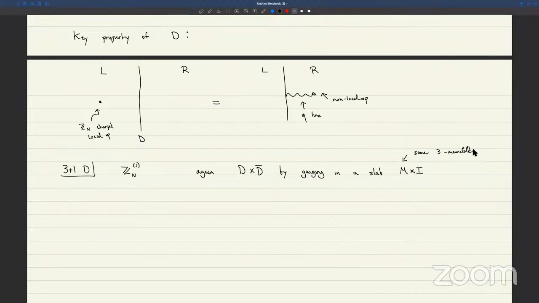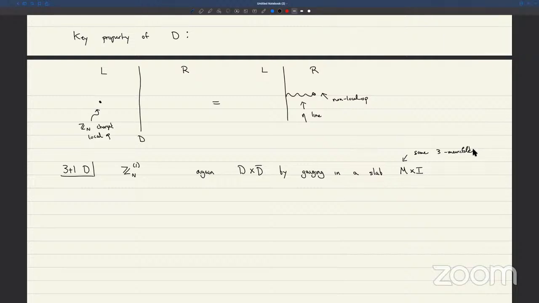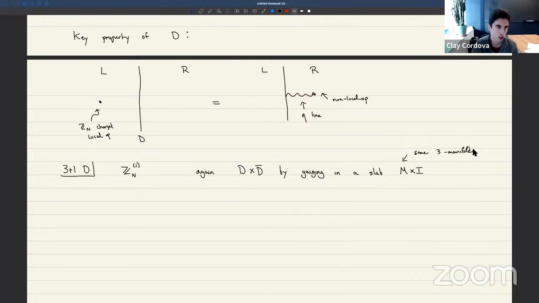Can I ask a question? Yep. So the reason that eta line is attached on the right side is because it's now a twisted sector operator in this description on the right side. Yes, I mean the right side is the left side where you have gauged this Zn. Right. So the operators that were charged are no longer local operators after gauging.